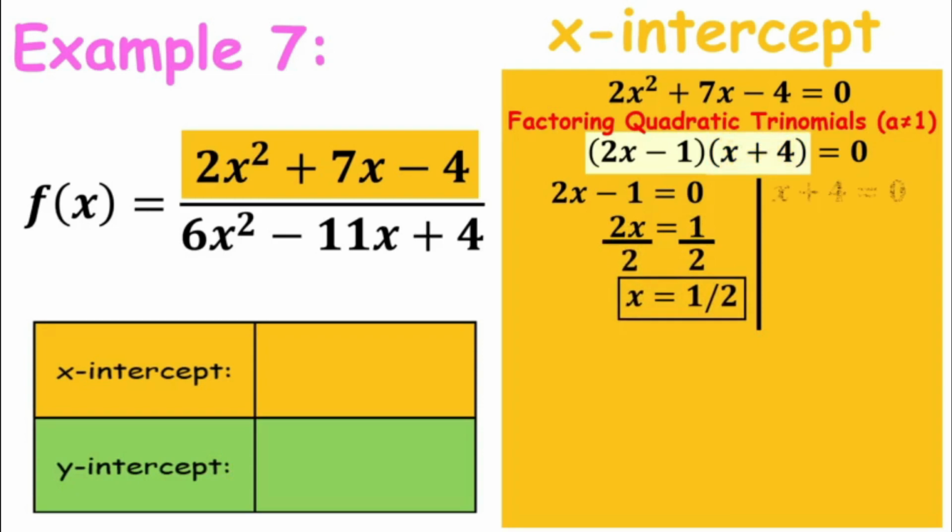Next, x plus 4. x plus 4 is equal to 0. Transpose positive 4, we get x is equal to negative 4. Let's check for the x-intercepts.